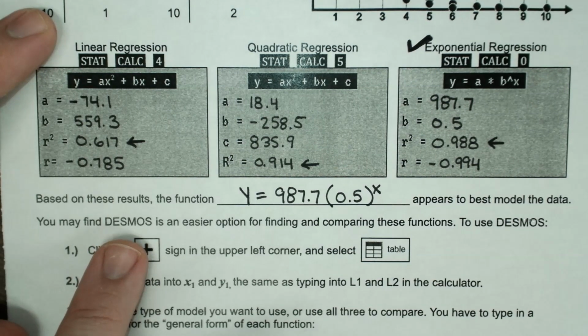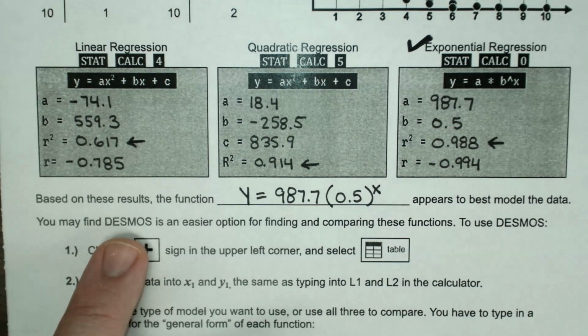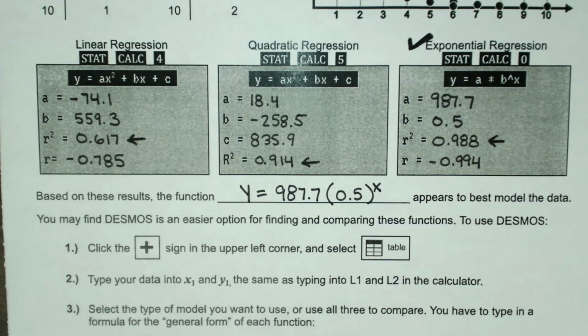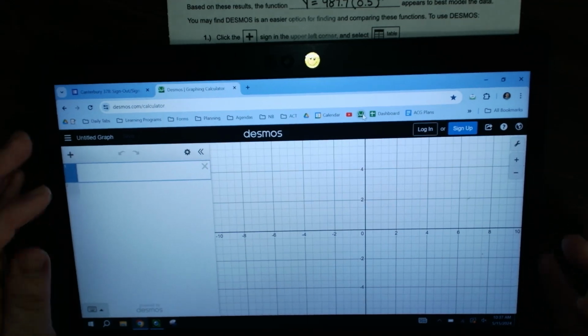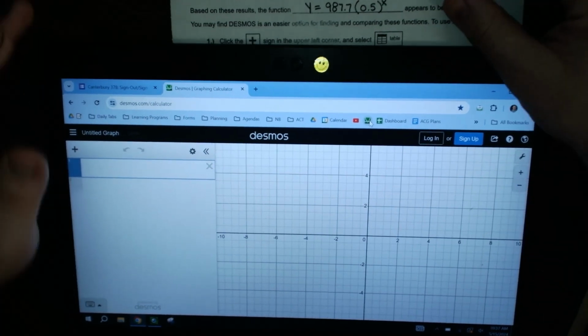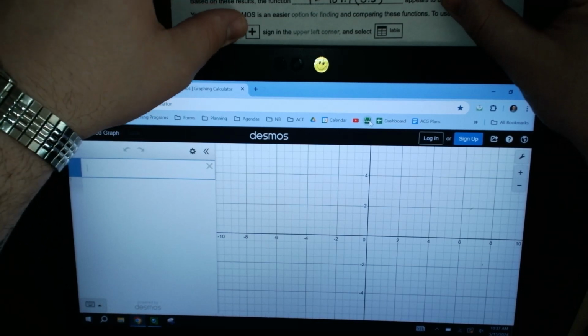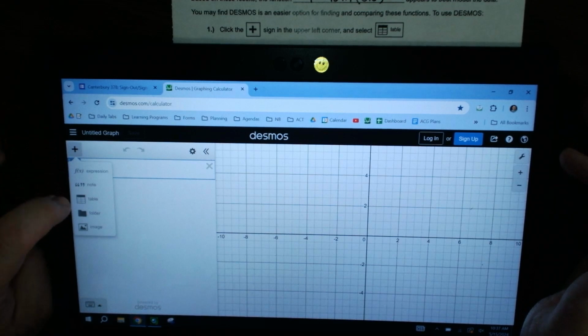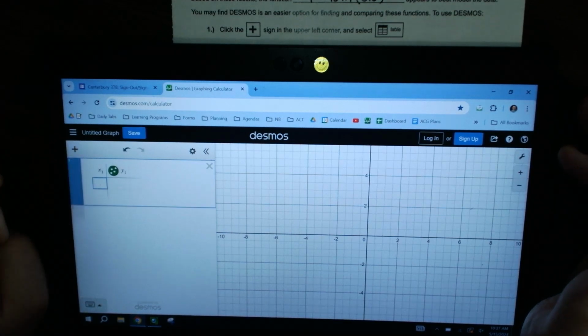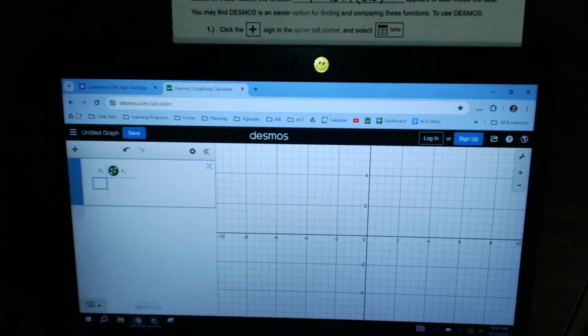So if you would please grab a computer and go to Desmos. The link desmos.com/calculator is up here on the board. It's also linked at the top of your Canvas. So with Desmos pulled up, we're going to click the plus sign in the upper left corner and select that third option down, Table. That's going to give us a table that's similar to our L1, L2 in our calculator.